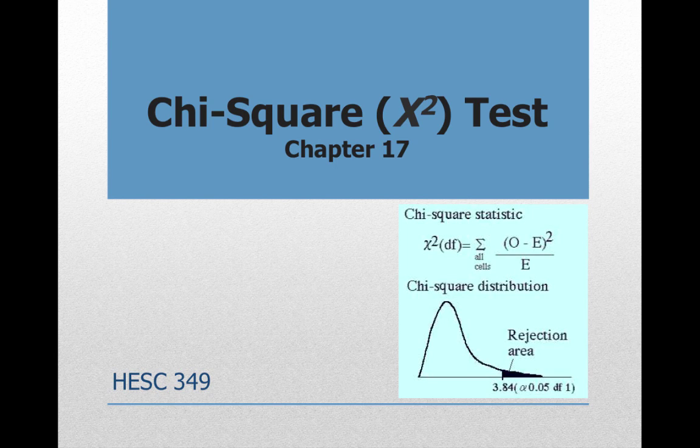Alright students, welcome to chapter 17. This is our final lecture for the semester. Woohoo! So this lecture is all about learning about chi-square analysis, which is one type of non-parametric statistic.